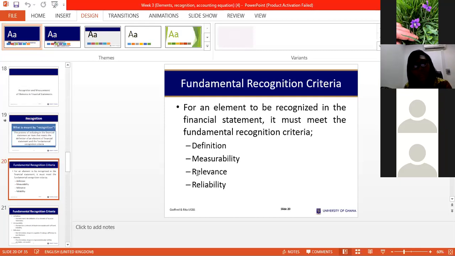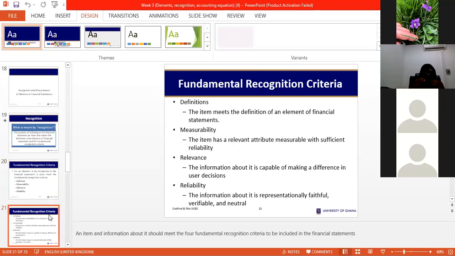We have already seen these two words, relevance and reliability. You expect that relevancy to make a difference to the decision that somebody is making, and the information represents or has been recorded as it happened. And so the characteristics are here. The definitions, we have already looked at them. An asset is a probable resource, a resource that would bring in economic benefit as a result of a past event.